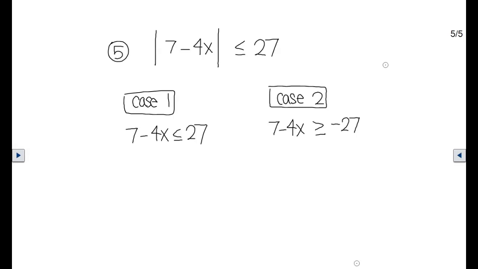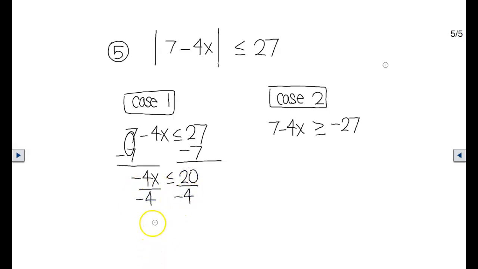And now we solve. So to solve 7 minus 4x is less than or equal to 27, the first thing we will do is subtract 7 on both sides. That leaves us with negative 4x is less than or equal to 20. Then when we divide both sides by negative 4, we're dividing by a negative, so we have to remember to flip the inequality sign. So that's going to go to greater than or equal to. So this is going to be x is greater than or equal to a negative 5.